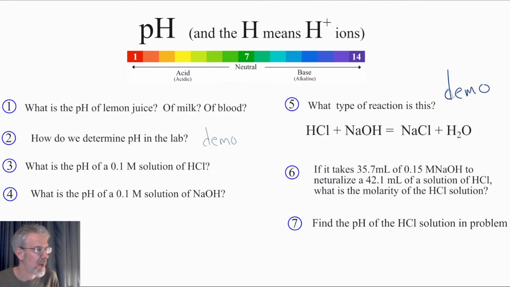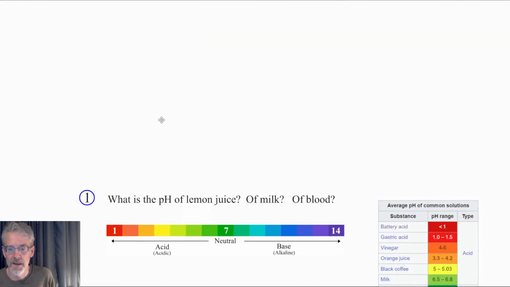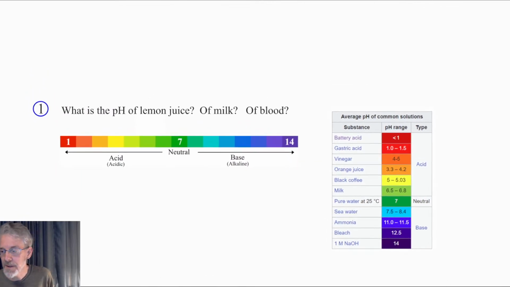So let's see, where's the chat? I don't see anybody in the chat. Somebody's here, yeah? If you're in the chat, check in, say hello. And the first question that I have for you is, what is the pH of lemon juice, milk, and blood? And I'd really like you to drop in the chat what you think the pH of blood is. What is the pH of blood? It's kind of interesting. And then we'll actually test this here.